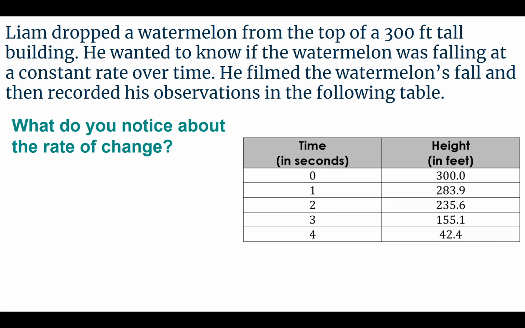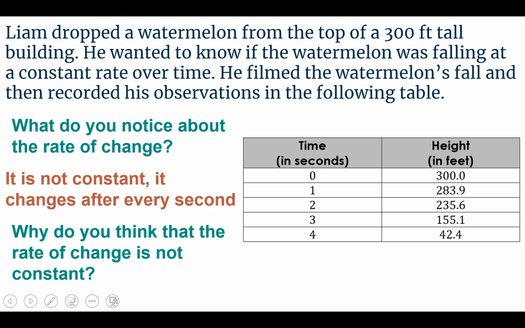How does 300 turn to 283? We went down by what? About 17-ish. We'll round 17, 16-ish. And then how did 283 become 235? Was it 16 again? It was more, right? It's like in the 40s, 50s. And then it went from 235 to 155. It's even more. The 155 to 42, that's what, over 100? So each time, it's not constant. It actually changes after each second.